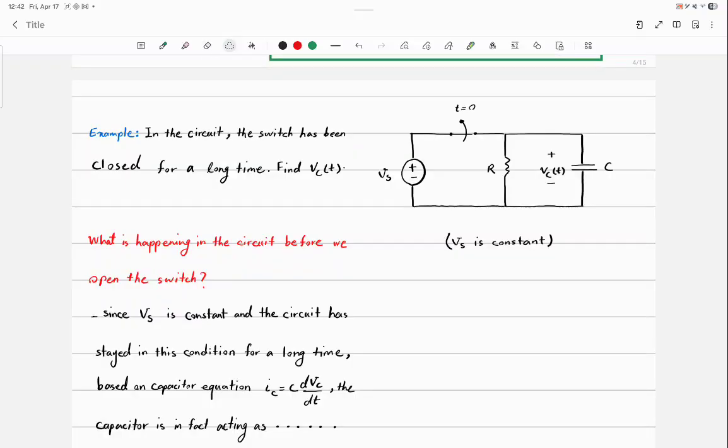So this is my capacitor circuit. The switch has been closed for a long time. You understand what closed means. It means that it is connecting the left to the right. And at t equals 0, what happens to the switch? It pops open, right? So what's happening in the circuit before we open the switch?